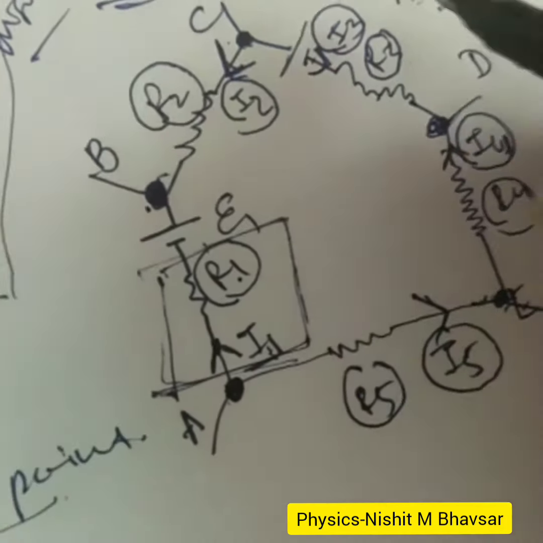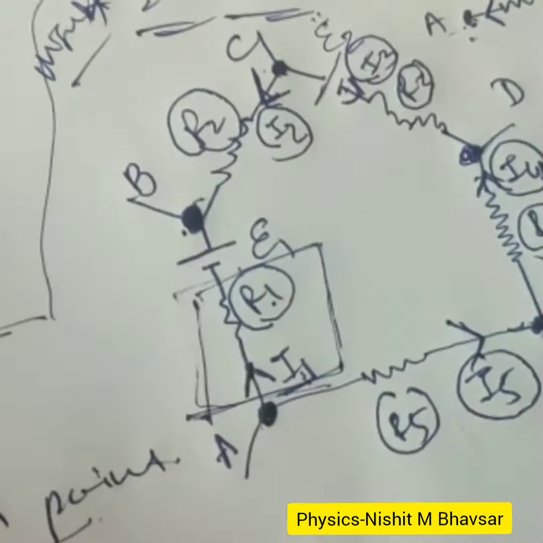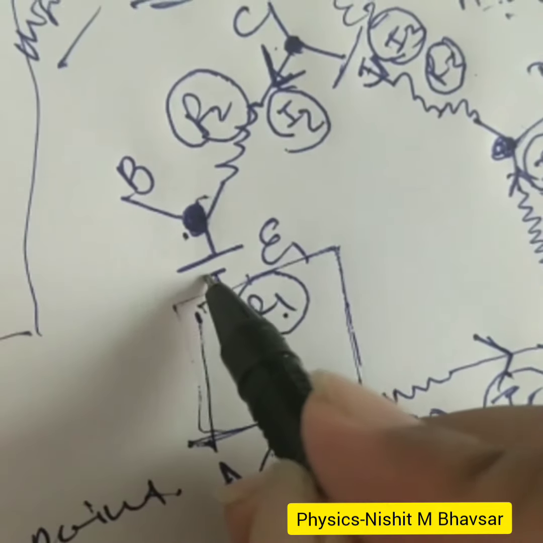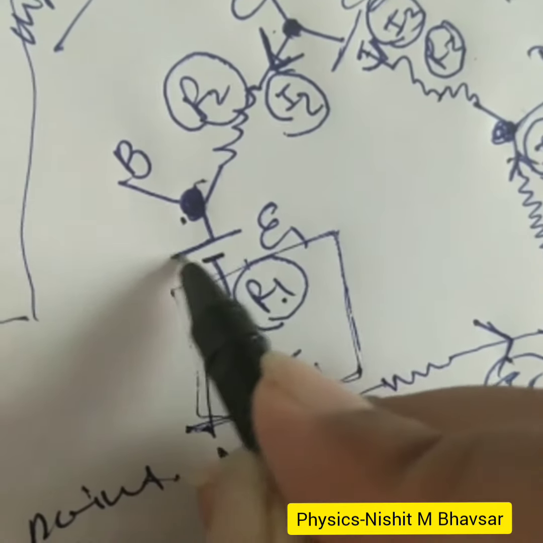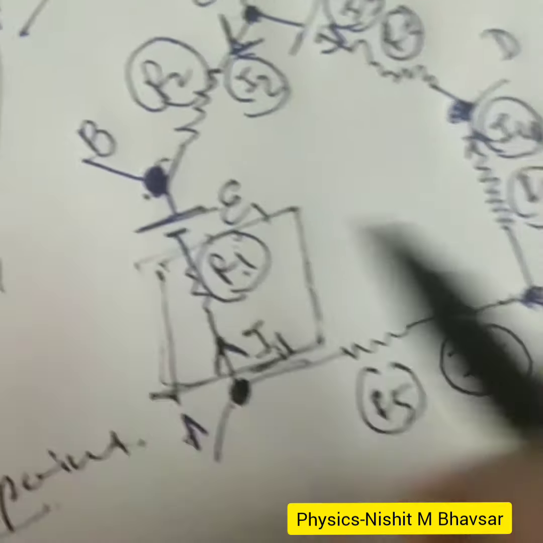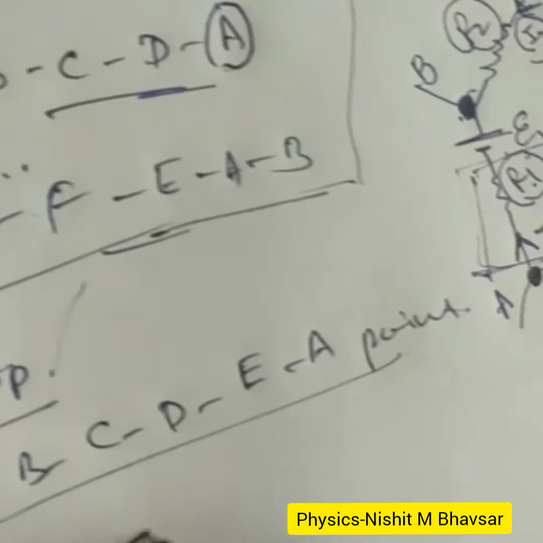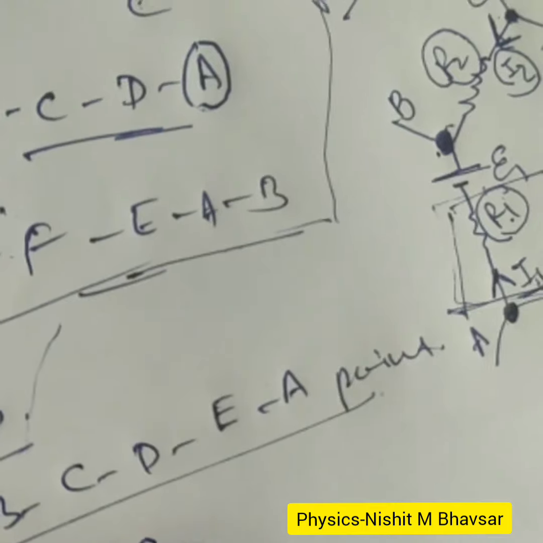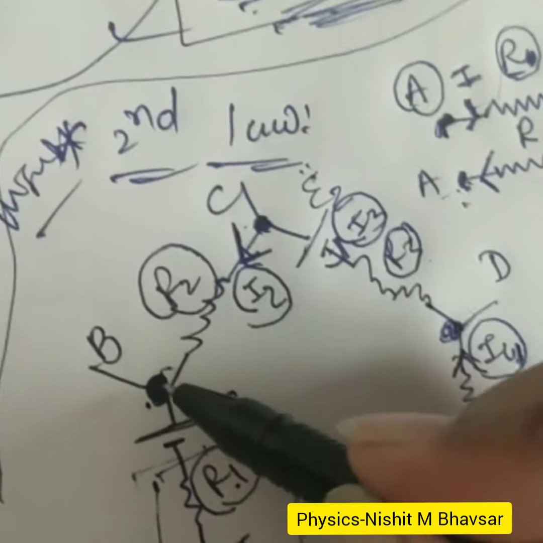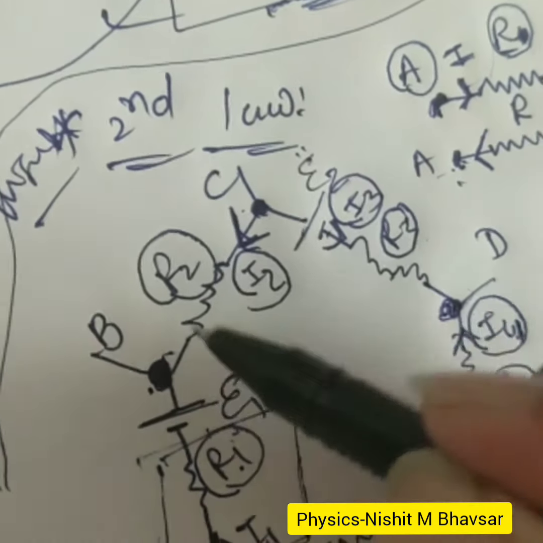So therefore minus I1 R1 in the same direction. This is EMF E1 and this is EMF E2. So E1 becomes positive. Now we reach point B.